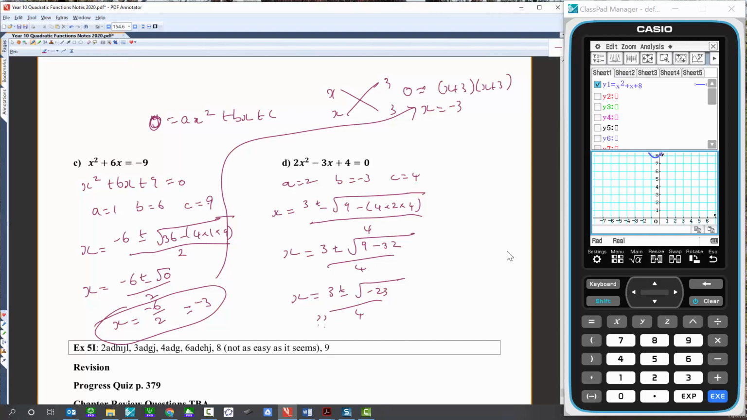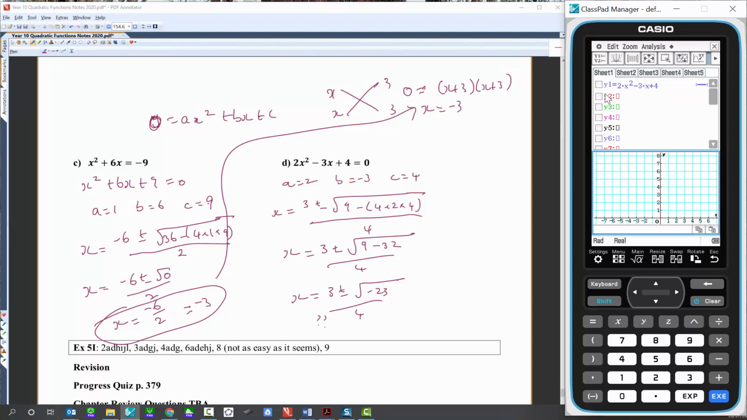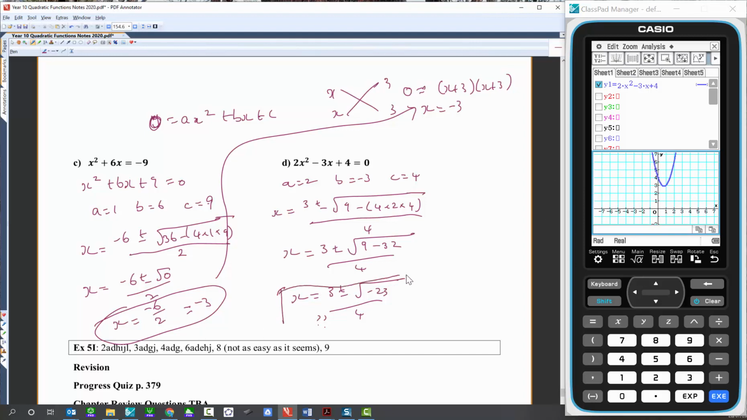Let's just see what happens when I graph this thing. All right, so it seems to suggest here that it doesn't have any x-intercepts, but we have used the quadratic formula to get the x-intercepts. So that's a little bit of an awkward situation. I've got x-intercepts, but the parabola says I don't have any x-intercepts. Now what's going on here?